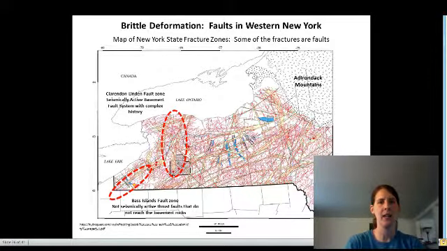Secondly are the Bass Island fault zones. These are not seismically active. They're dormant right now, and they do not reach to the basement rocks. So when we're talking about basement rocks, we're talking about what are called Precambrian rocks, so typically igneous granite material.